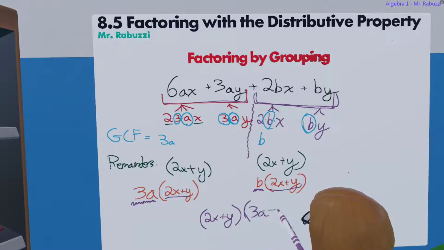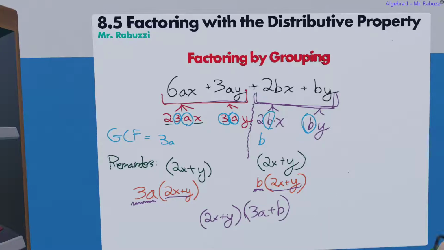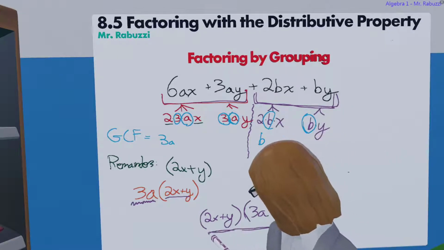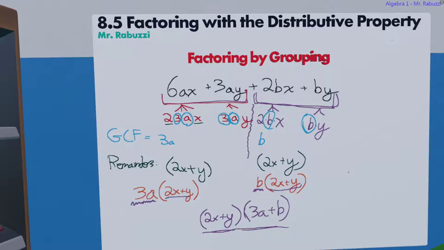3a plus b. Okay? That's our final answer. So our two factors are the parentheses here. What's in those parentheses?